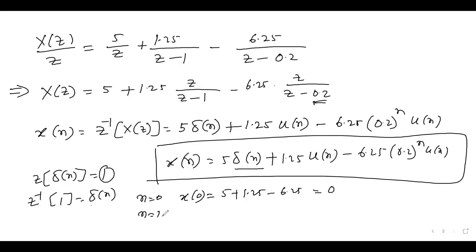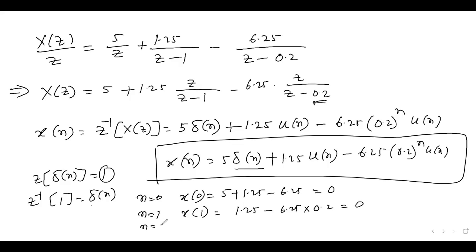Put n equal to 1. What is the value of x1? This is 0 because delta n exists only at the origin. So it will be 1.25 minus 6.25 into 0.2. You calculate 6.25 into 0.2. কত আসছে দেখো? 1.25. So it will also be 0.